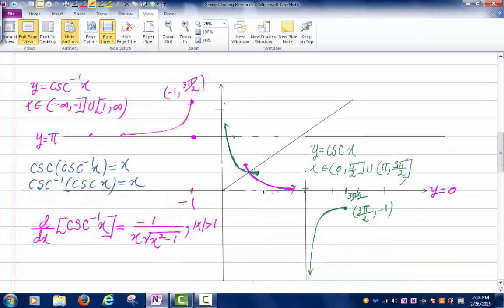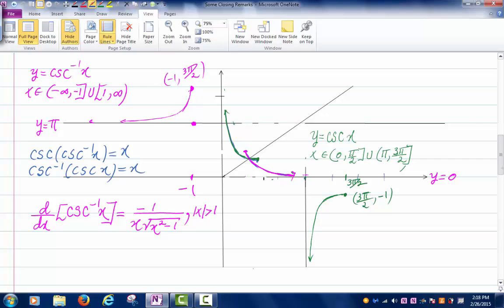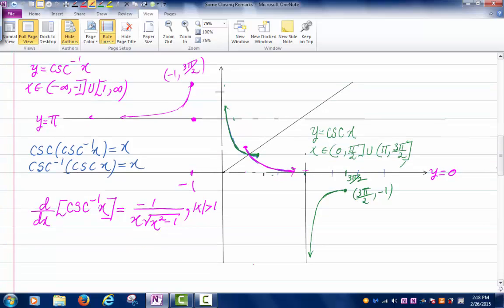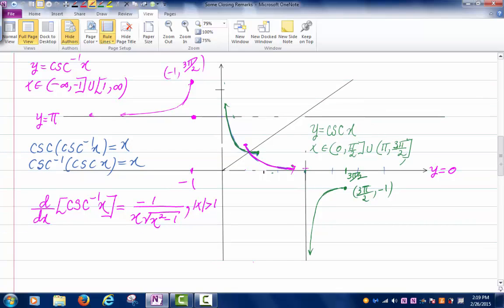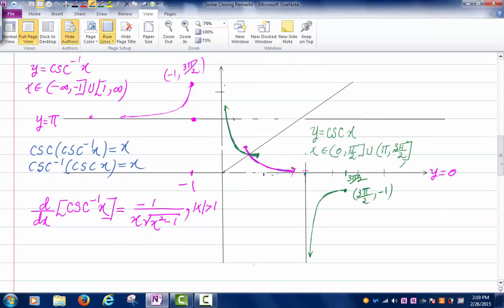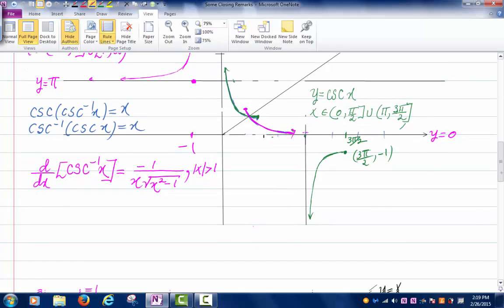So I also wanted to show you the graph of cosecant and cosecant inverse. And the green curve is the graph of cosecant. The pink curve is the graph of cosecant inverse. And the derivative of cosecant inverse turns out to be -1 over root of x squared minus 1. And I'm not even going to give you enough time to look at it. If you want to look at it, go to the video and pause it, okay? But you can come up with this graph exactly the way I came up with the graph of secant.